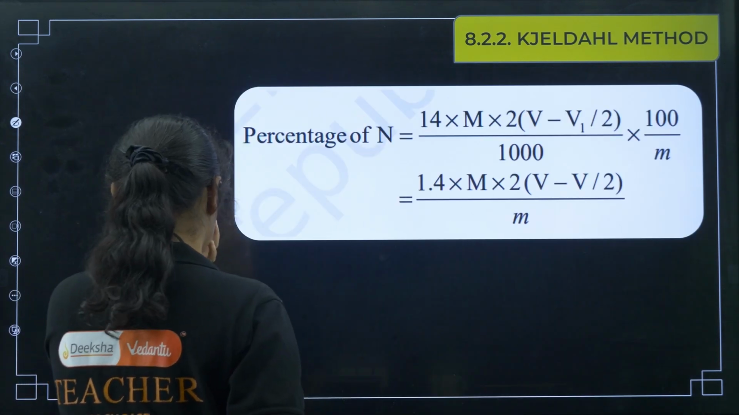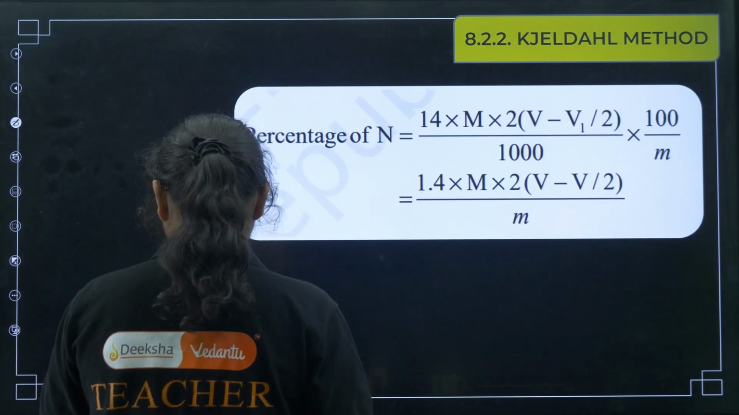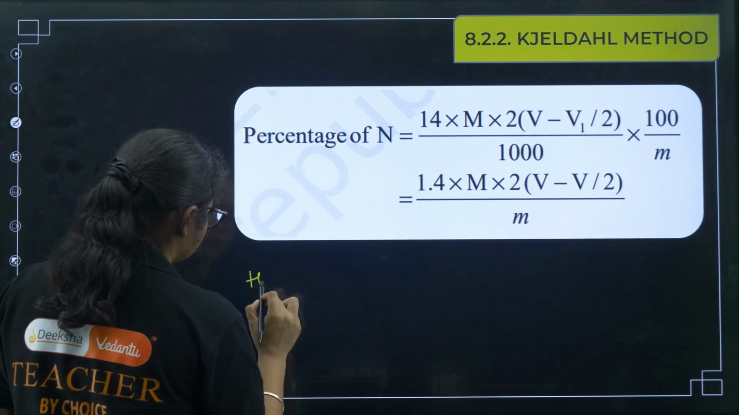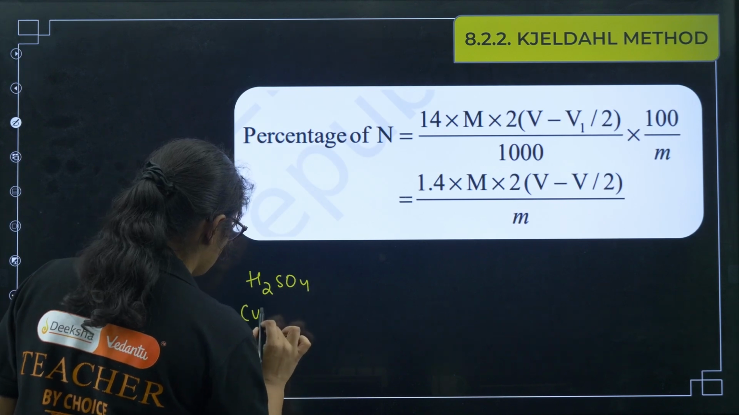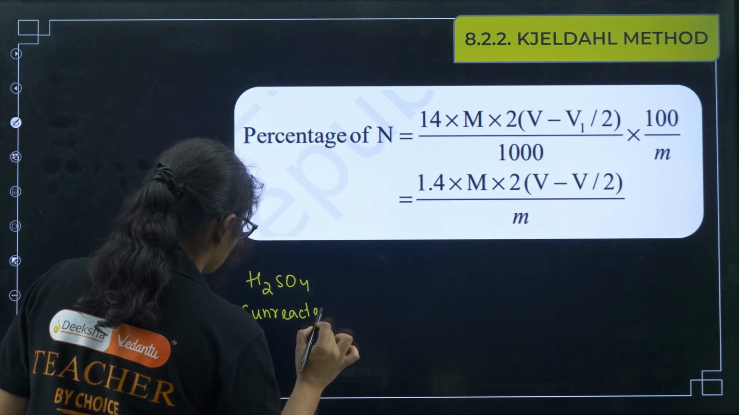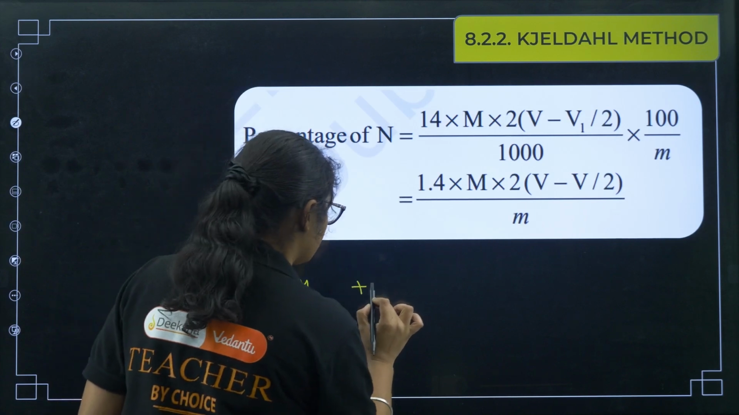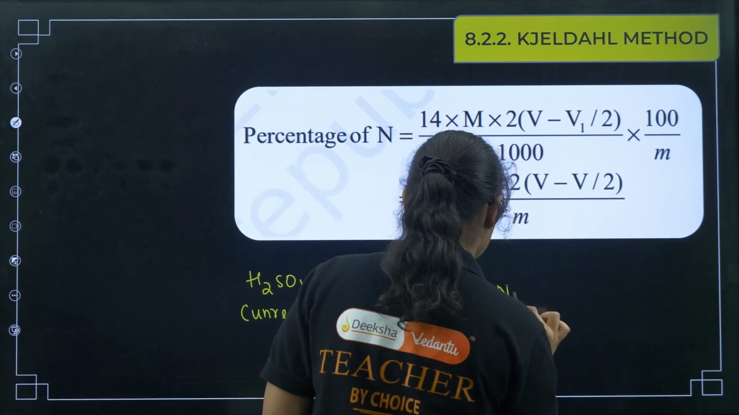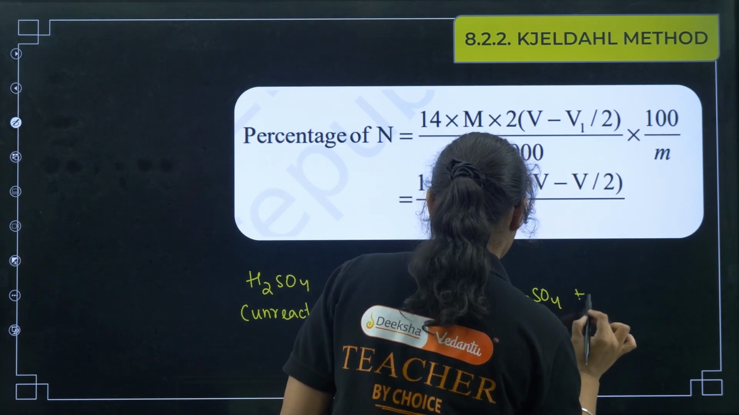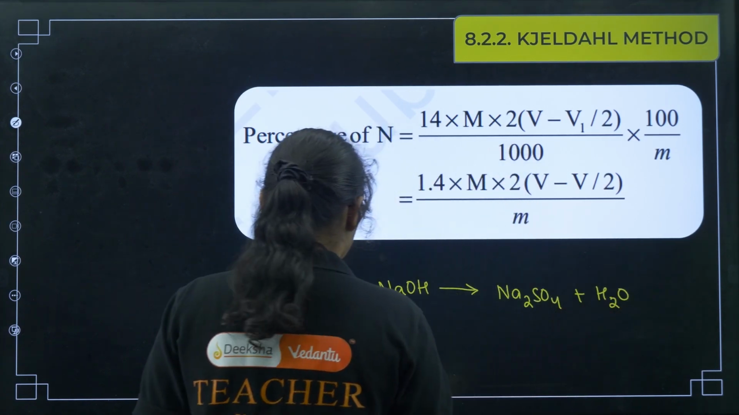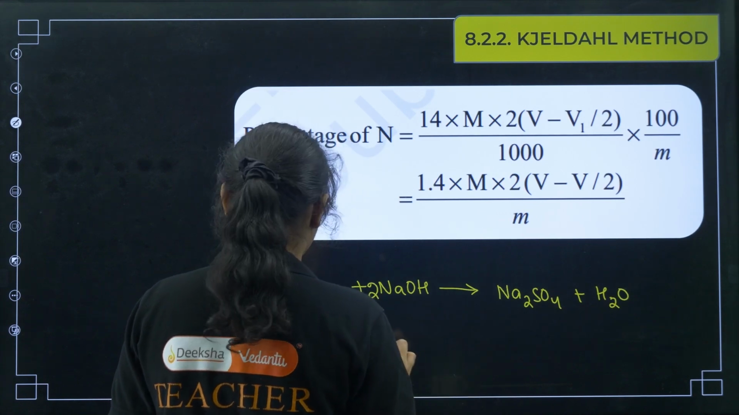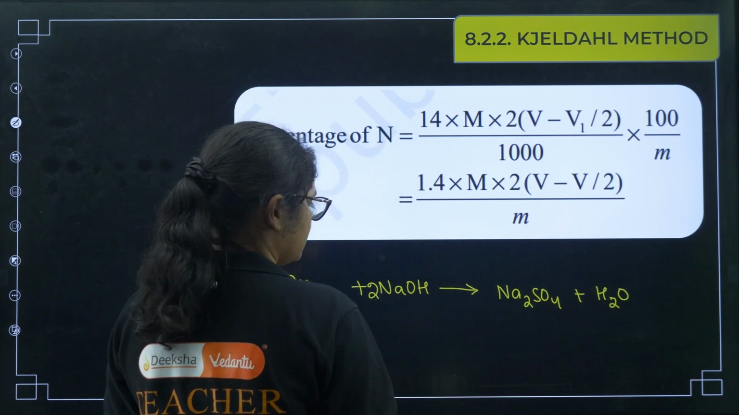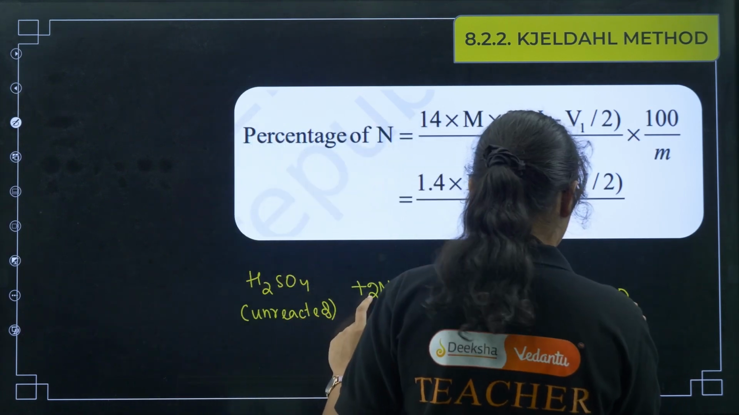Now you see the reaction like this: you have unreacted H2SO4, and you titrate it with sodium hydroxide. So what will I get? Na2SO4 plus H2O. I will get 2Na, sulfate, and 2 hydrogen, and I think hydrogen is not balanced. Yeah, I can balance it like this.